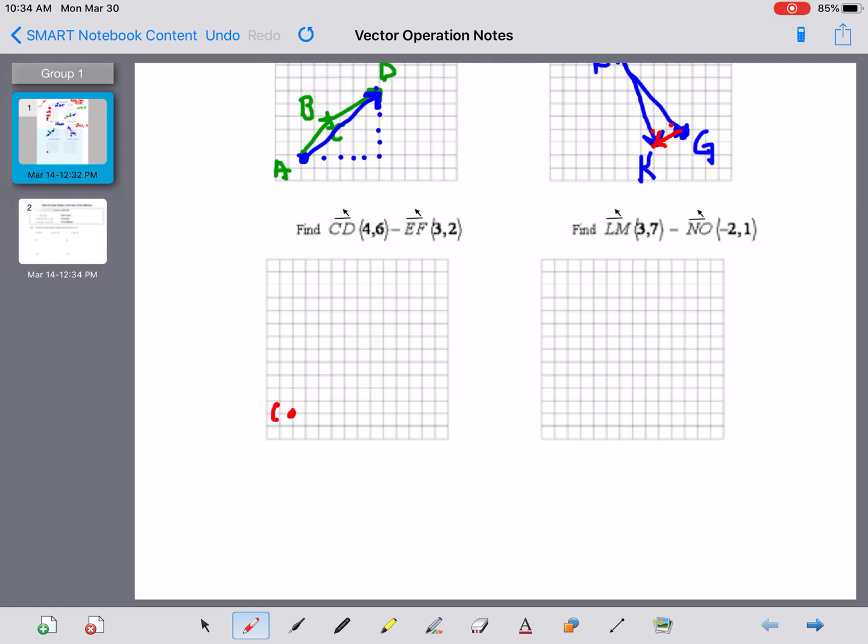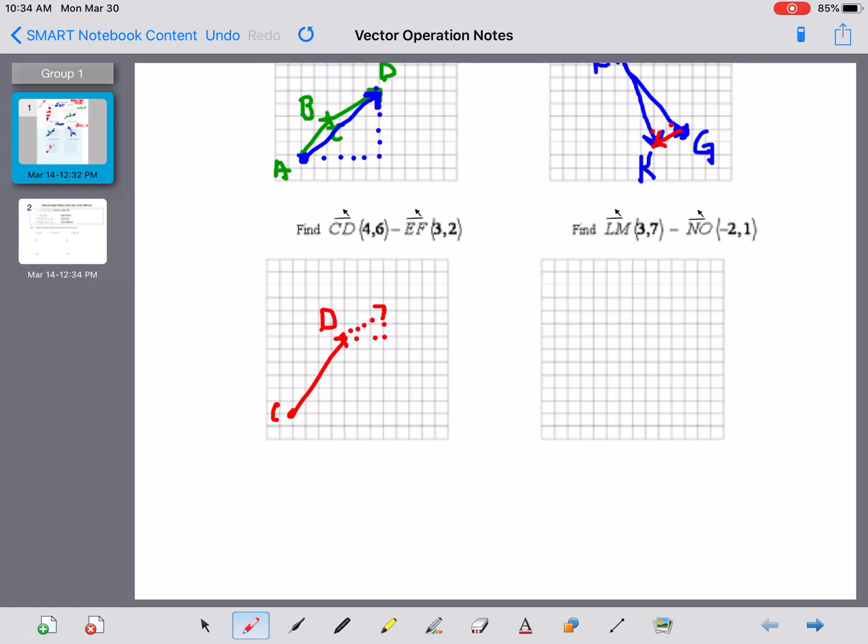So there's my C. I'm going to go to the right 4, up 6. And here's my first vector, CD. Now, I'm going to kind of draw something here so you can see it, and then I'm going to erase it. So make sure that you see what I'm doing and what I really want when this is done. I'm going to subtract 3, 2. Well, normally I would start at D and I would go right 3, and I'd go up 2, so it'd kind of go like this.